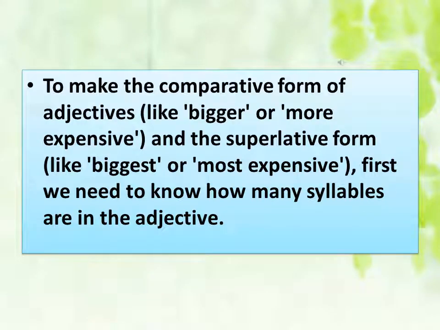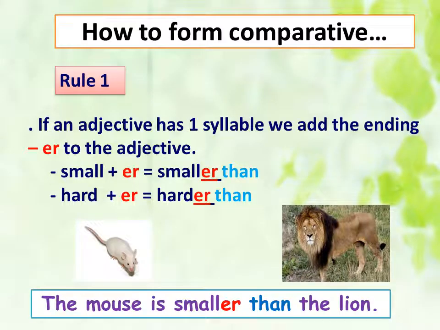So to make the comparative form of adjectives like bigger or more expensive, and the superlative form like biggest or most expensive, first we need to know how many syllables are in the adjective. يعني اللي نديرو مقارنة، ندير comparative or superlative، خصنا نشوفو الادجكتيف syllables المكونين له، يعني الفورم ديالو. Okay, how to form comparative، يعني كيف نعملو المقارنة.